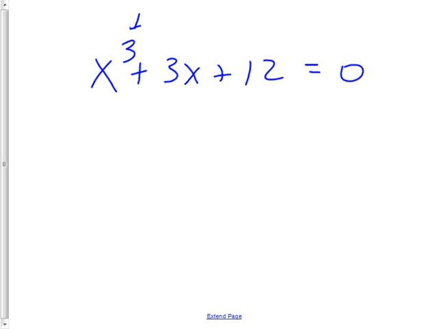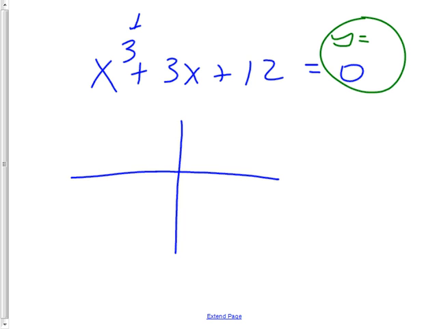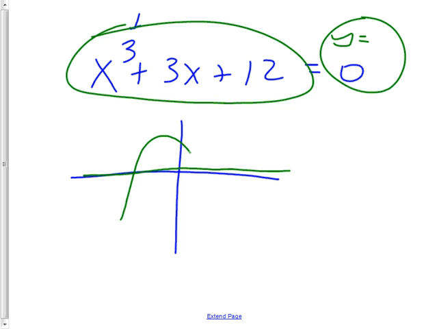So if you had one that looked like this, x cubed plus 3x plus 12 is equal to 0, I know it's going to have 3 answers because it has a 3 right there. And when I graph this one, if I graph both sides and see where they cross, y equals 0 is one of the sides I graphed. That's this line right here. I missed it a little bit there, but that's supposed to be on the axis. And then this one's a cubic, and it usually would look something like this. And there's my 3 answers.